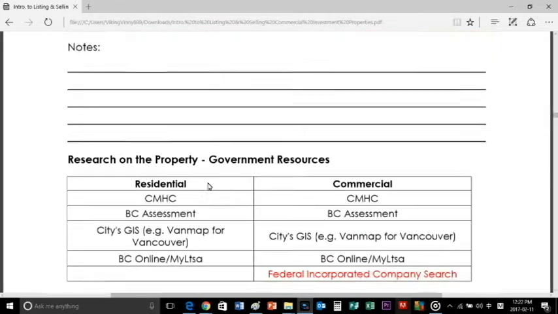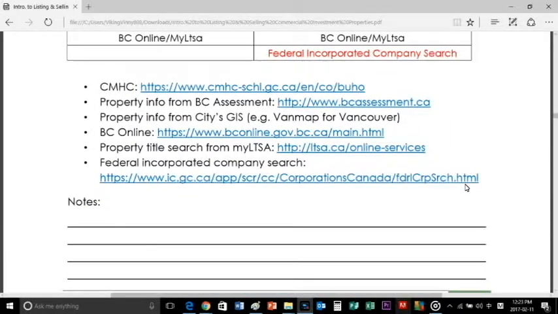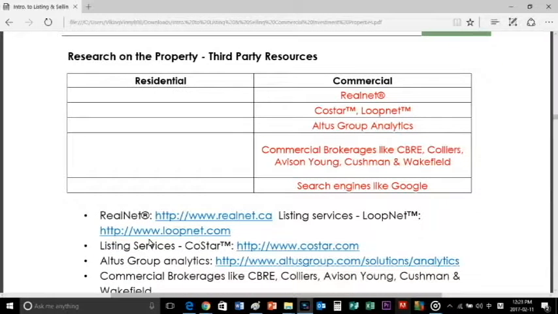Research on property, government resources. Residential and commercial both have CMHC, BC Assessment, the city's GIS or Cosmos, the BC Online My LTSA, but commercial has one more. It's got the Federal Incorporated Company Search. And here are all of the websites for all of these. You can Google them.